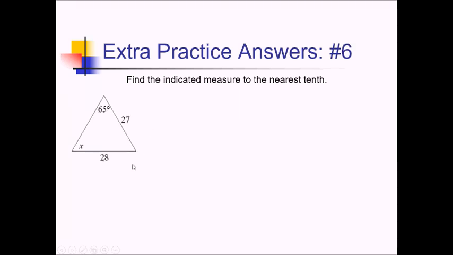For this problem, I'm looking for this missing angle. We don't know that this is a right triangle, but we do know a side and an angle that are opposite each other. So we can use the law of sines. Sine of A over A equals sine of B over B. So we've got sine of 65 over the side across from it, which was 28. And then we also have sine of x, the angle we're missing, over its opposite side, 27.